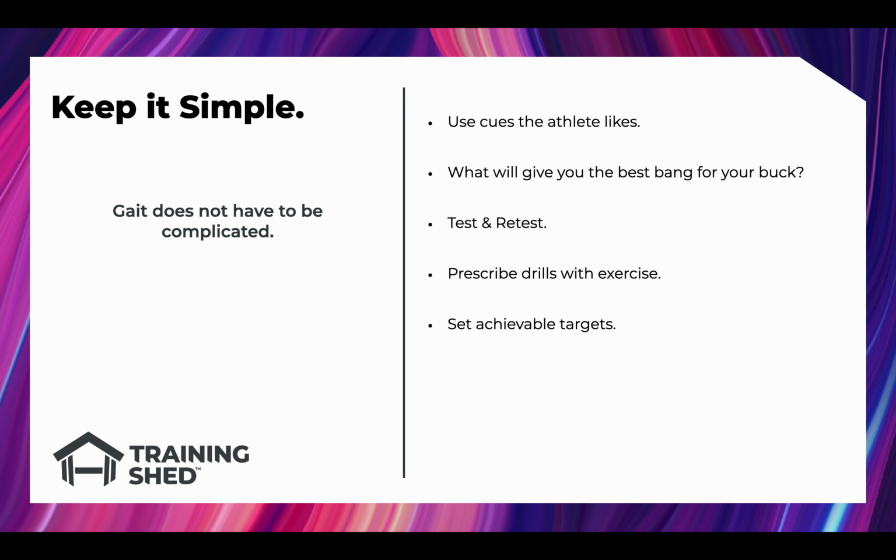So when you do want to make a change, keep it simple. Don't overcomplicate it. We are masters at overcomplicating things. Use cues the runners like. If their knees are rubbing together, tell them to rub the knees apart. If they don't understand that, find something that they can do that they like.